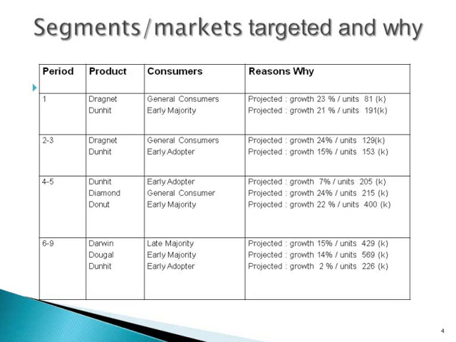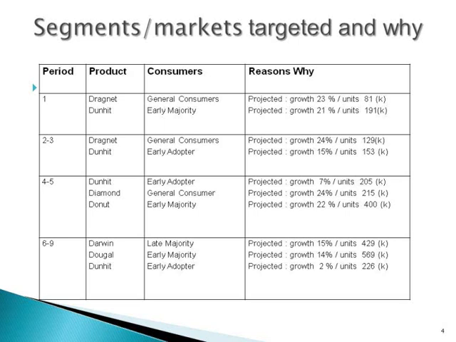In the latter periods from 6 onwards, we had changed our products and we had also changed our target segments. Darwin was targeted at the late majority, which had a projected growth of 15%. Dougal was targeted at the early majority, which had a projected growth of 14%. And finally, Dunhit was targeted at the early adopters.